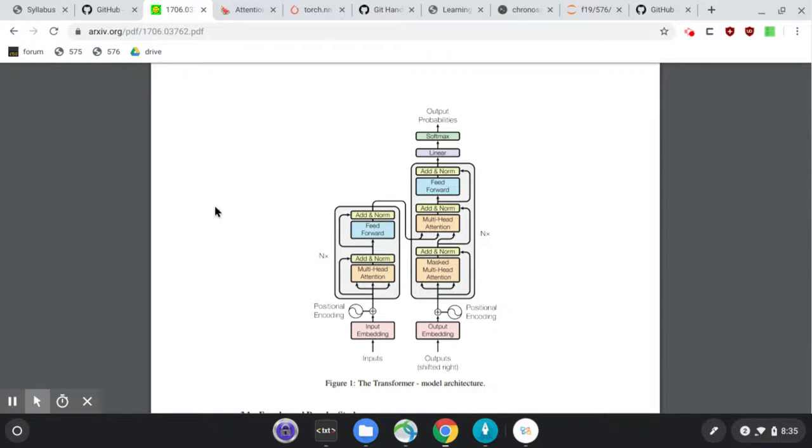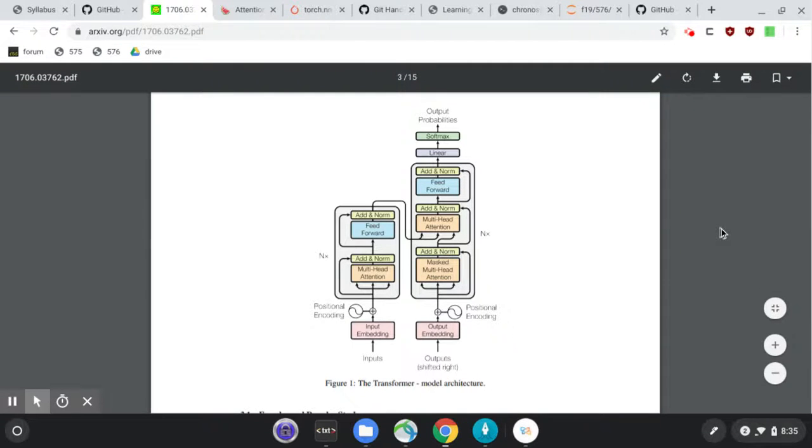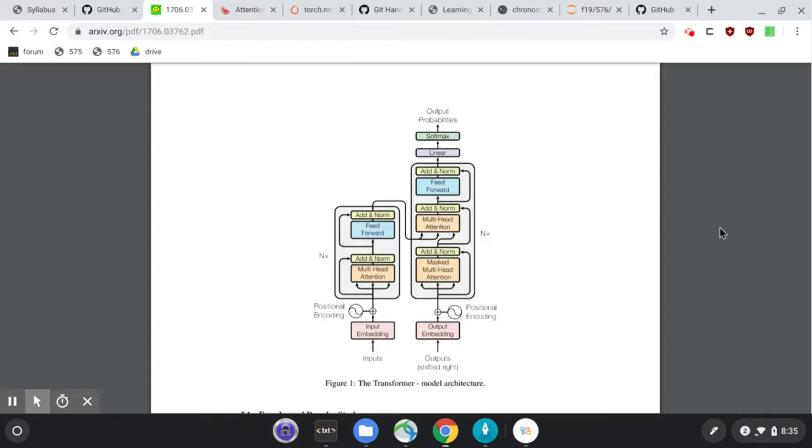So this is the architecture that was proposed in 2017 by folks from Google. If you look at this architecture, there is no LSTM style unrolling of anything.